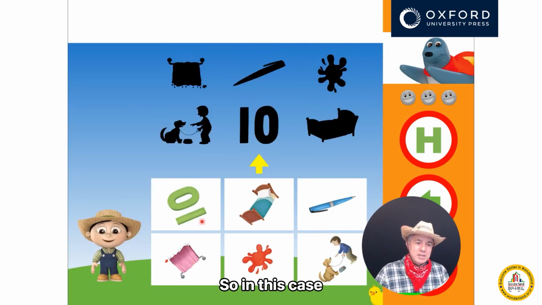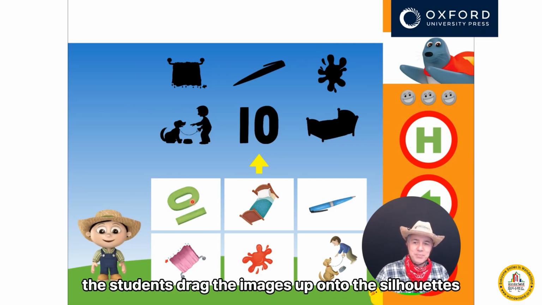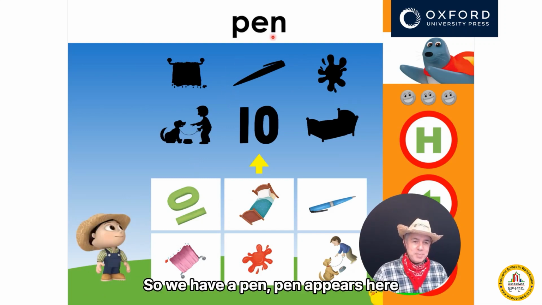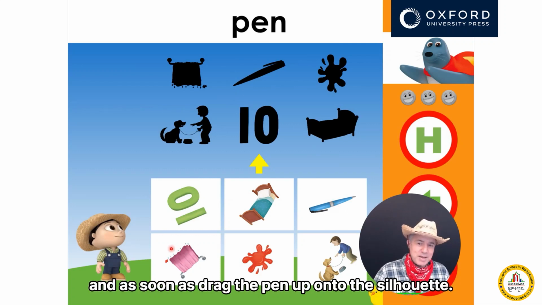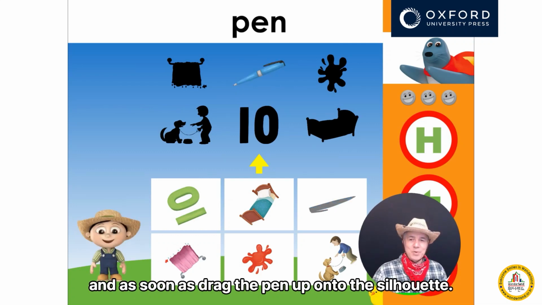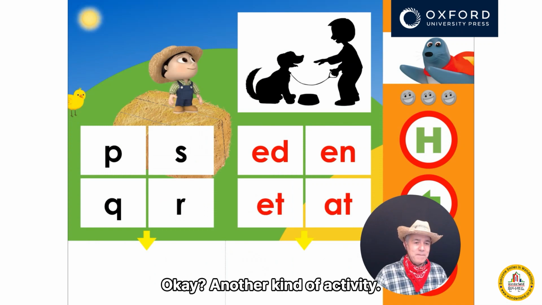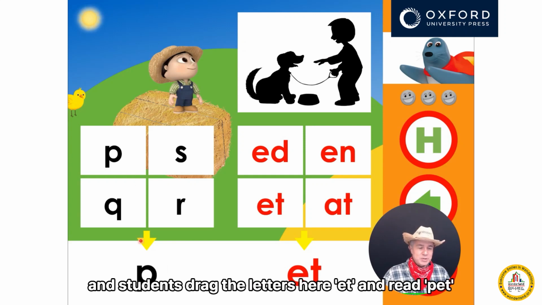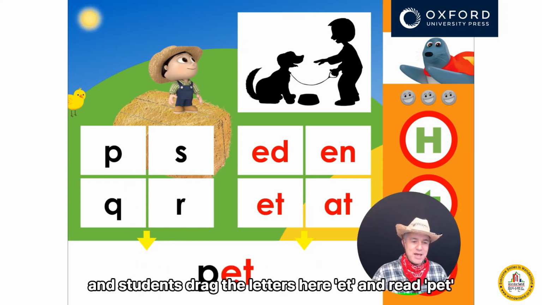So in this case, the students drag the images up onto the silhouettes, the other way around, and then read. Let's look at an example. So we have pen. Pen appears here, and the students drag the pen up onto the silhouette. Okay. Another kind of activity. So this is the image, and the students drag the letters here, p, et, and read, pet.